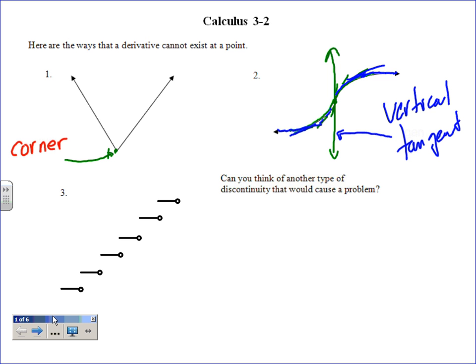Could you draw that graph without picking up your pencil? So that's continuous. But was it differentiable? Not everywhere. Almost everywhere, but not everywhere. Is this one continuous? No.